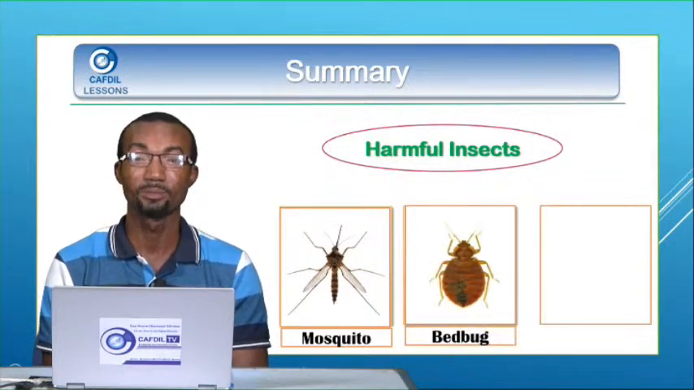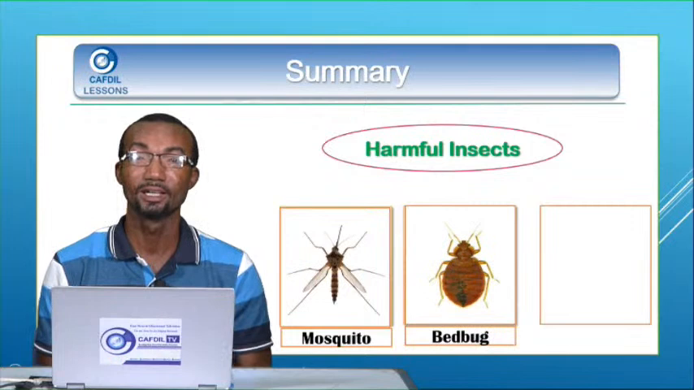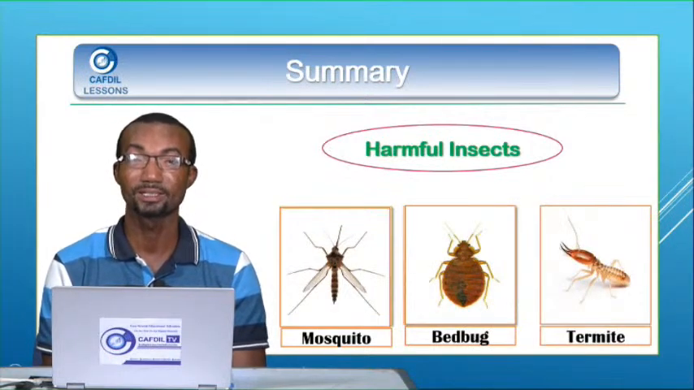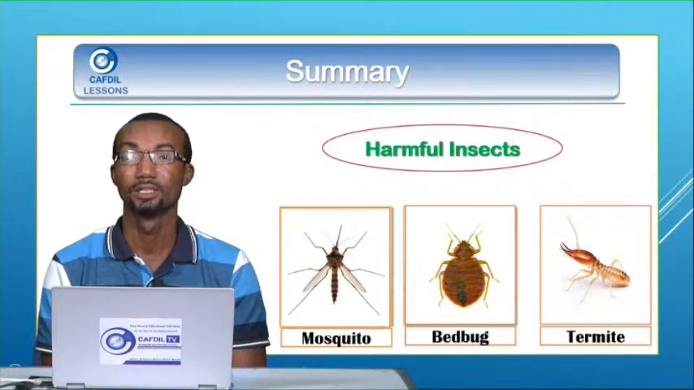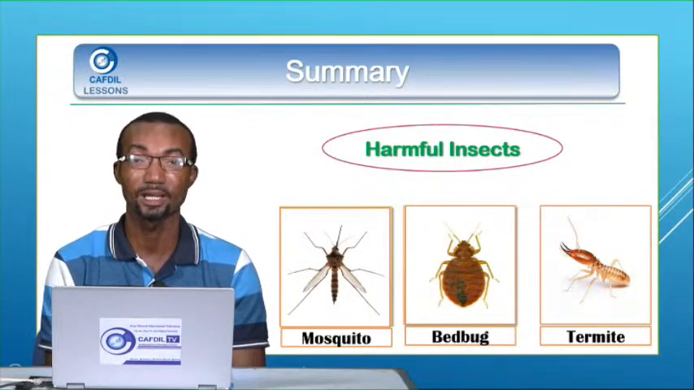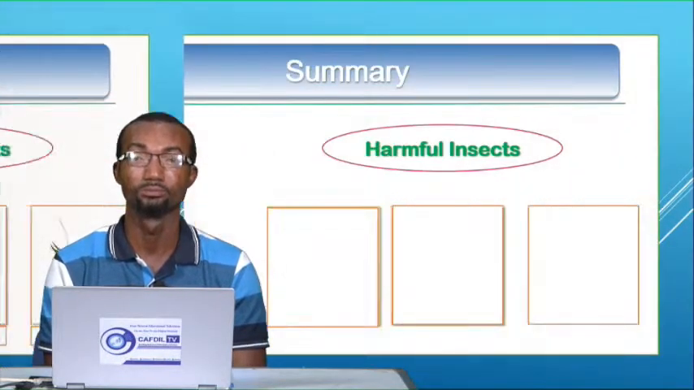We also have the bed bug that normally gets into our bed sheets and our mattresses, and then sucks our blood during the night. We also have the termites that can bite or sting humans, and if they bite you, you lose a lot of blood. They are also responsible for destroying the pillars of wood of any structure we have at home.